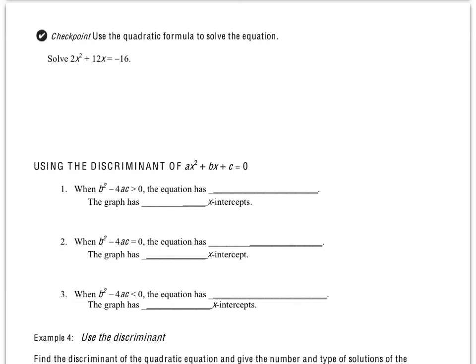All right, so our checkpoint here, we're going to use the quadratic formula to solve the equation. You should pause this and try this one. Oh, well, we haven't solved one quite like this. Actually, let's do this together.